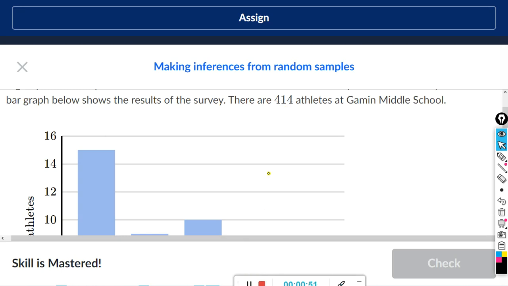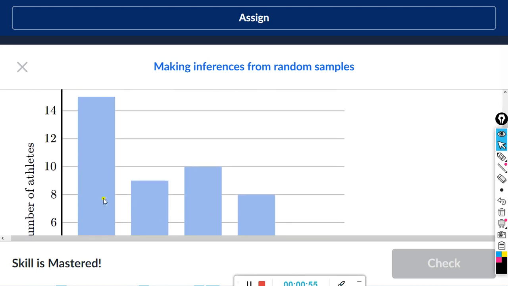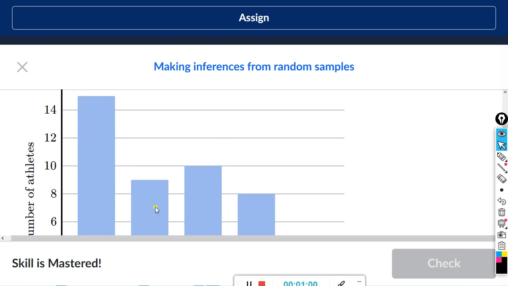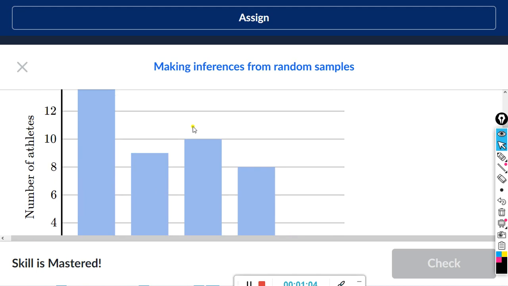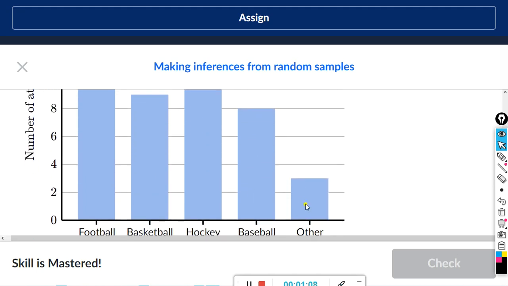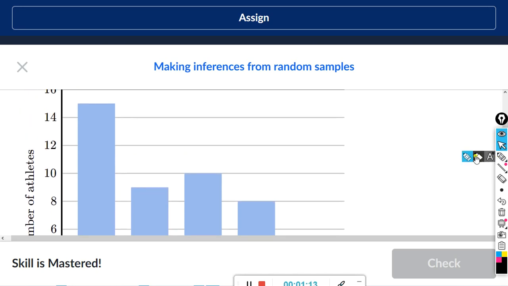So let's total up each bar, okay? For football, we have 15. Basketball, we have 9. Hockey, we have 10. Baseball, we have 8. And other, we have 3. All right. So let me write those out.